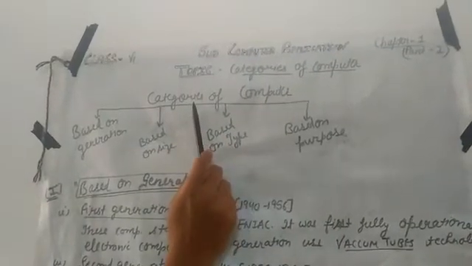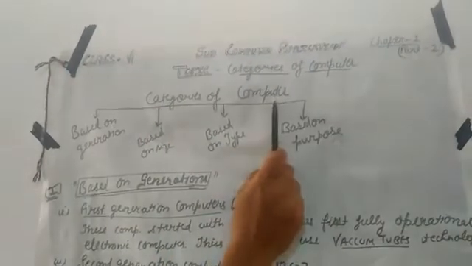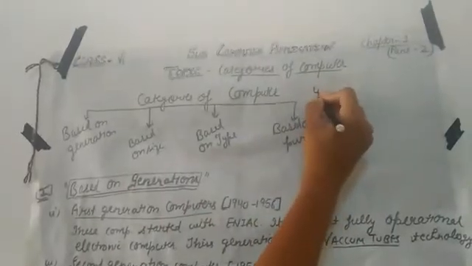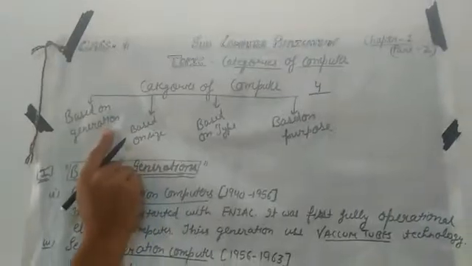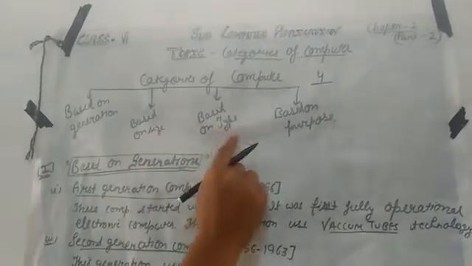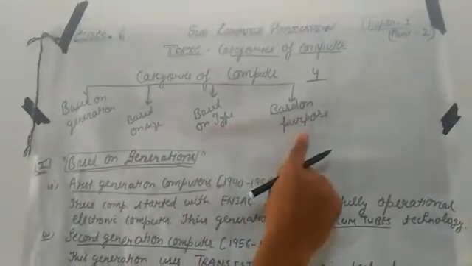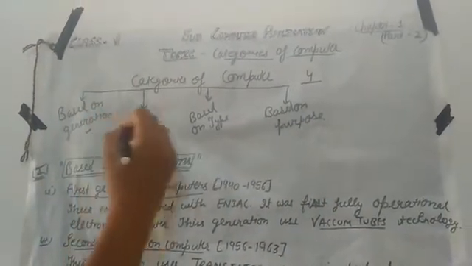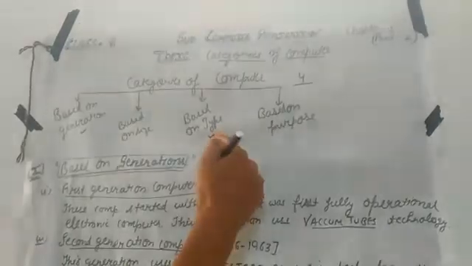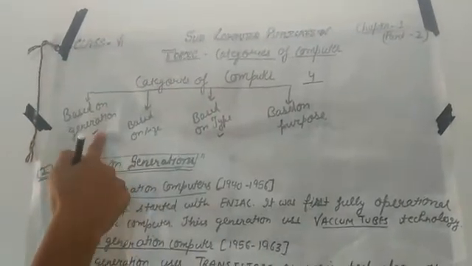So class, here we will discuss the categories of computer. Basically there are 4 categories on which the computer categorization depends. Number 1 is based on generation, number 2 is based on size, number 3 is based on type, and number 4 is based on purpose. We are going to discuss based on generation and based on types first. So first, based on generation.